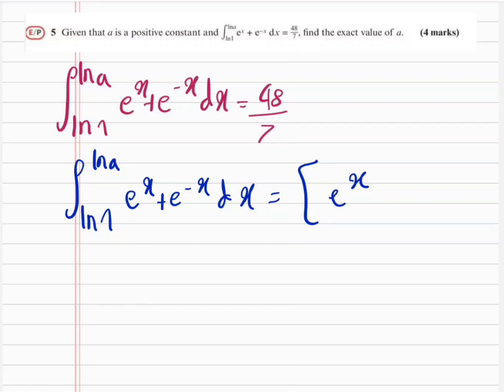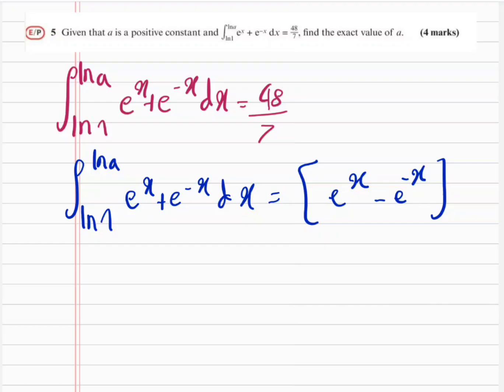This integrates to minus e to the minus x, because if you were to differentiate minus e to the minus x, we differentiate the power, which is just minus 1, and that becomes the coefficient. So minus 1 times this minus becomes positive. We'll get positive e to the minus x, which is exactly this term. So that's why the integral of e to the minus x is minus e to the minus x.